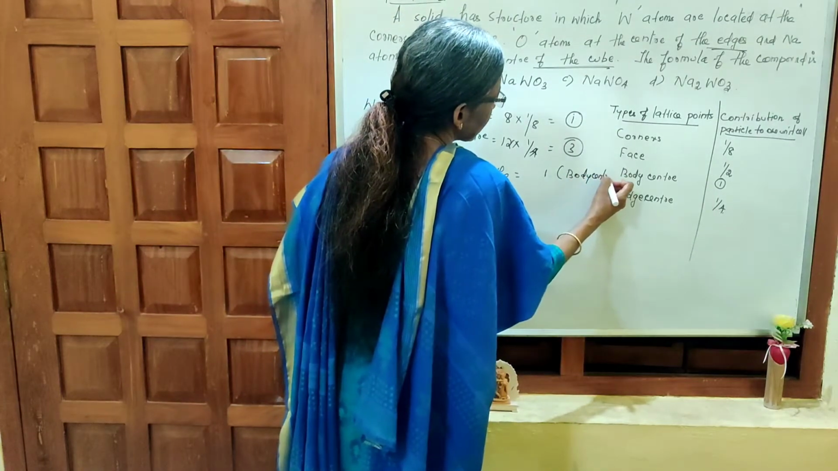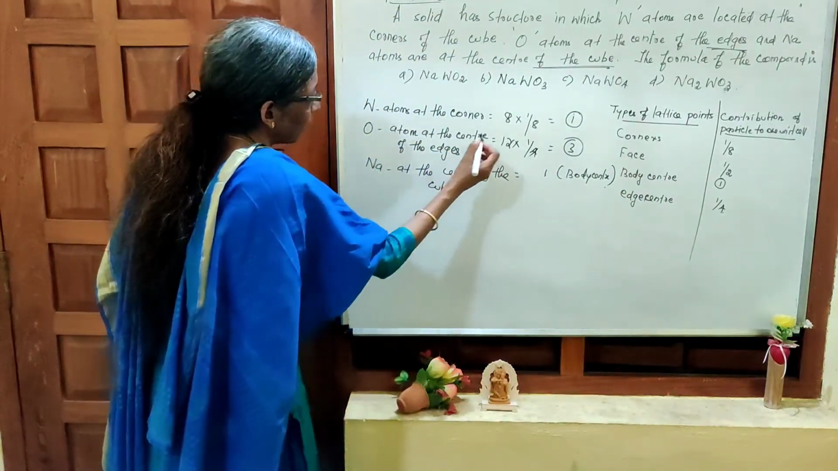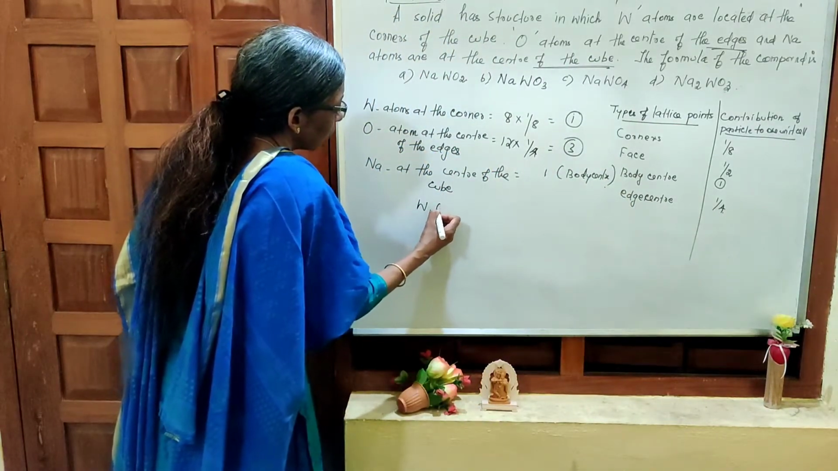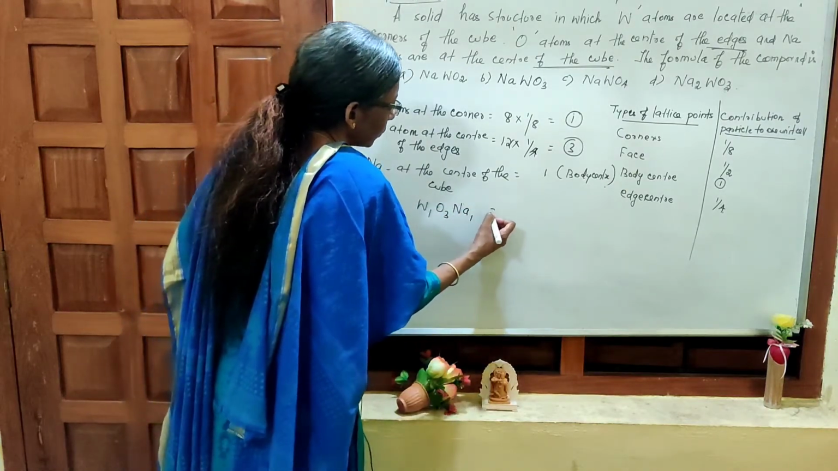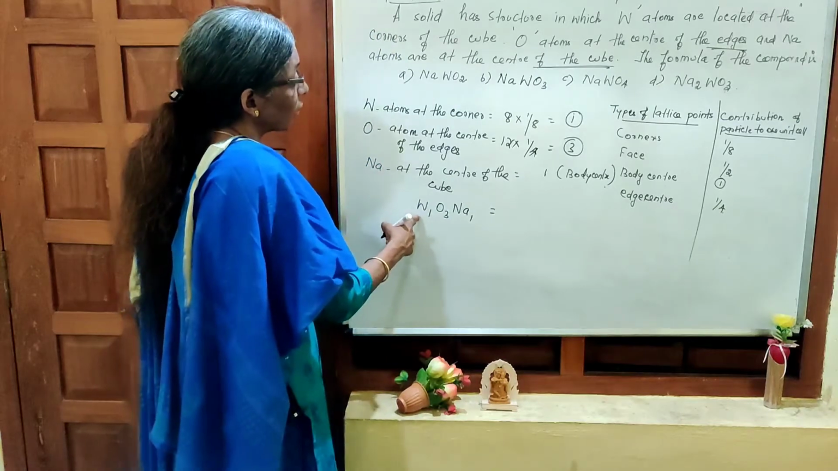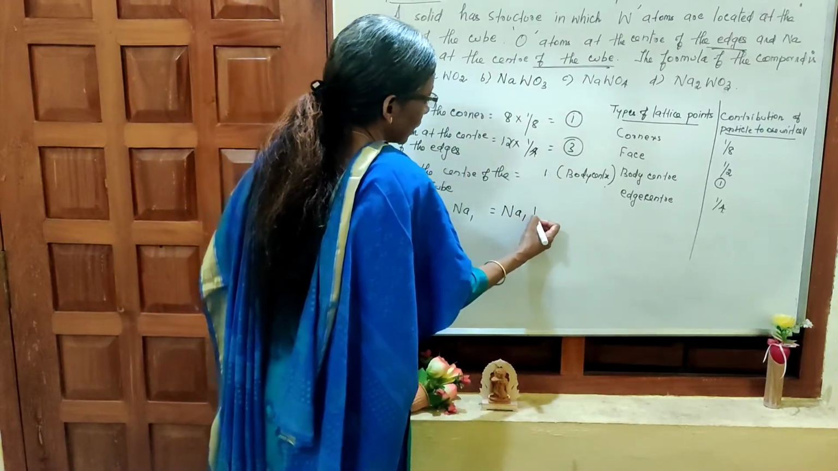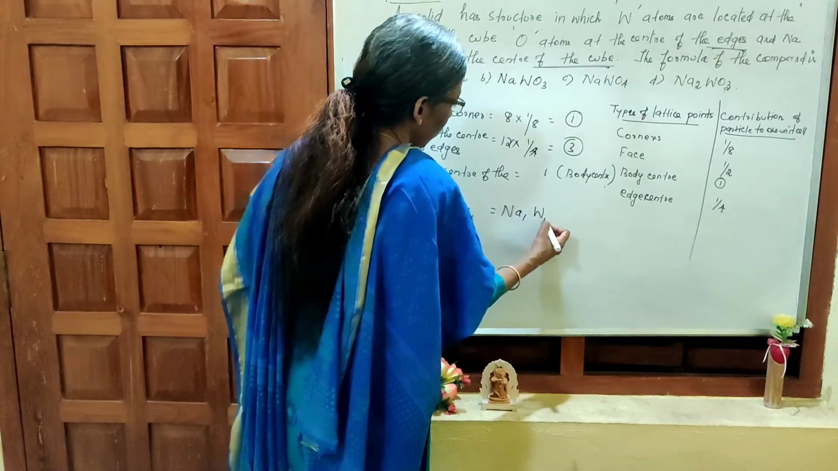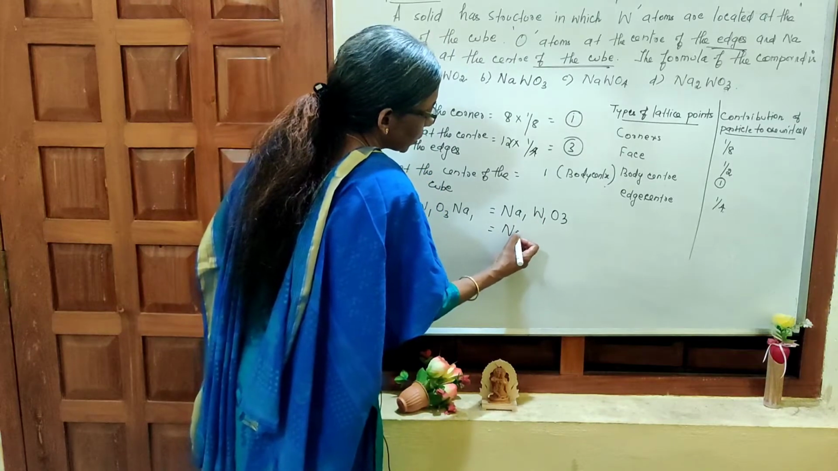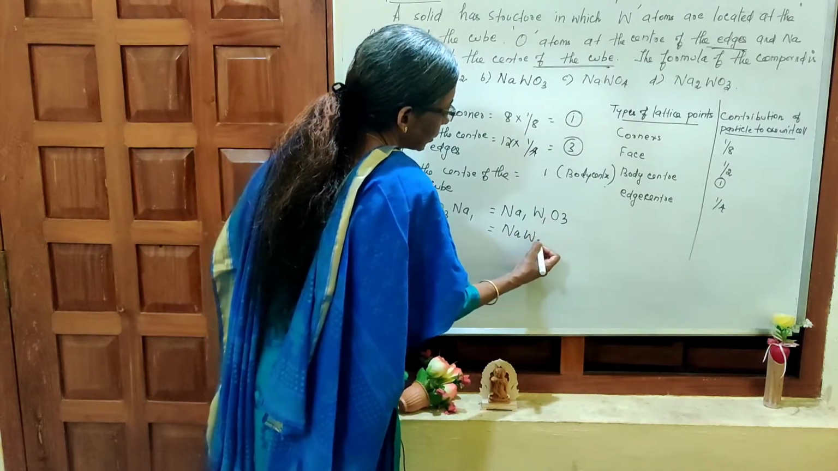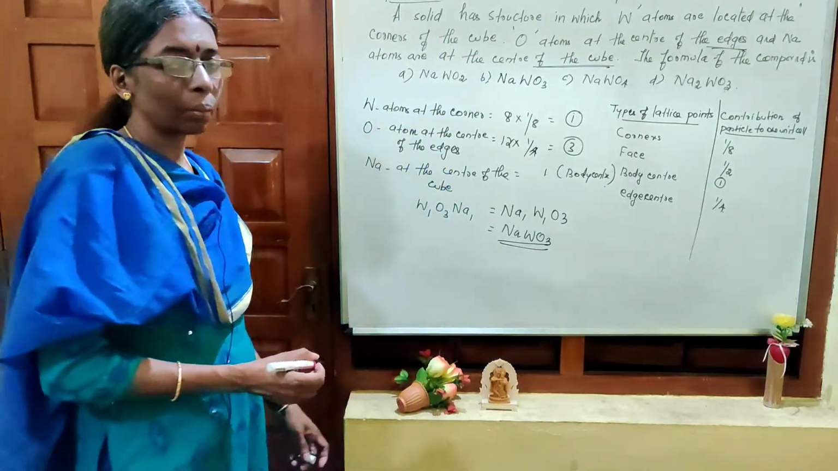Body center. So how many are there? W1, O3, Na1. So how will you write here? What is the formula given here? Na1, W1, O3. Normally we don't represent 1, so NaWO3. This is the formula of the compound.